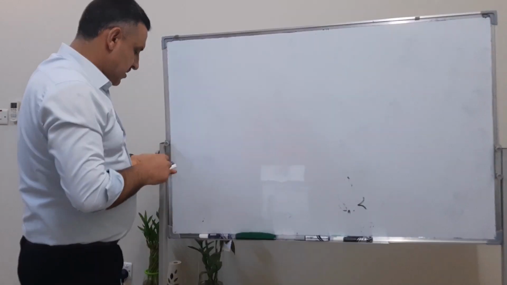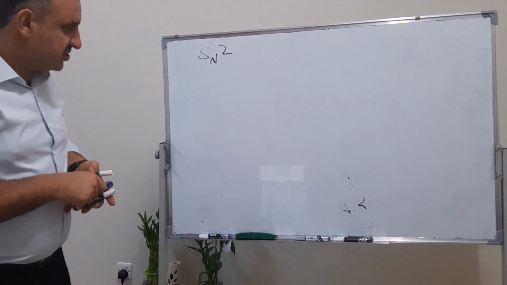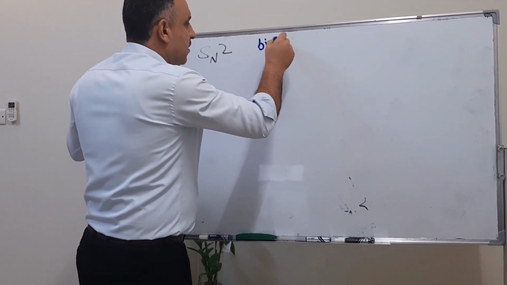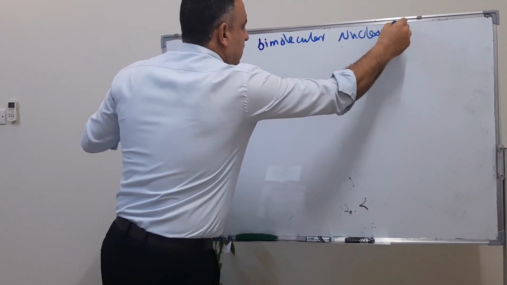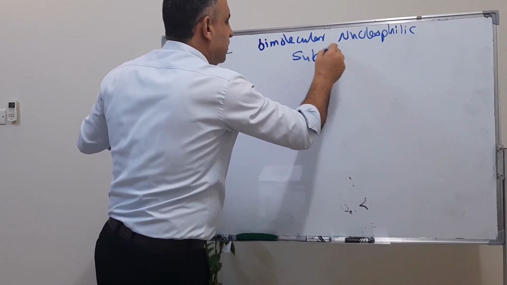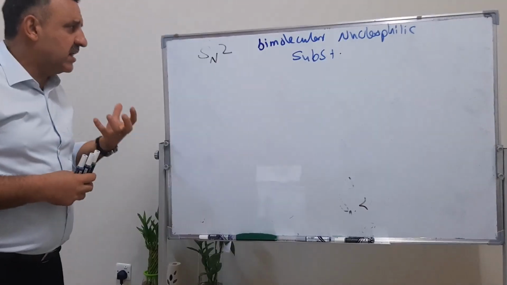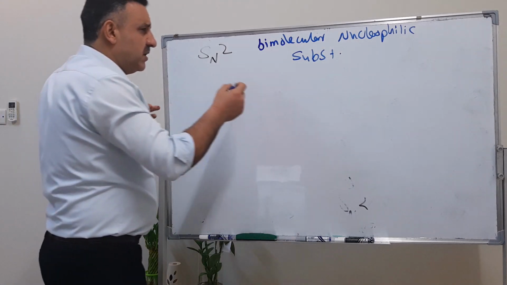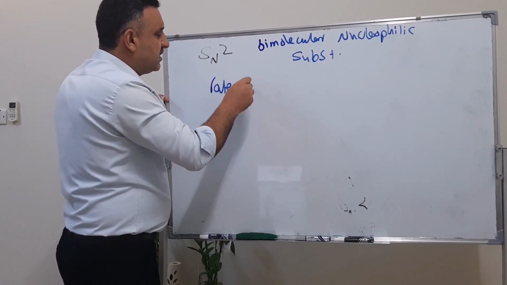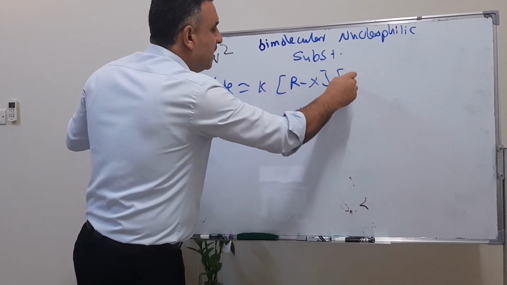All right, the SN2 is called the bimolecular nucleophilic substitution reaction. Why do we call it so? As you can see in the criteria and the characteristics of the SN2 reaction mechanism, the rate of this reaction always depends on the RX and the nucleophile.